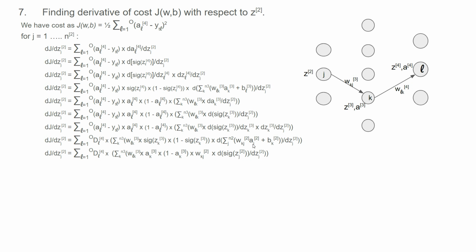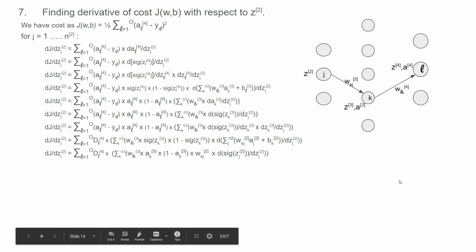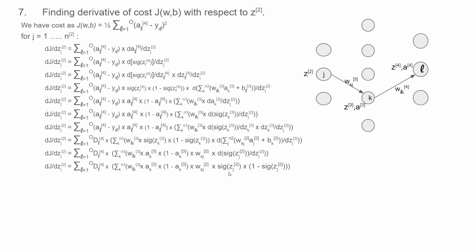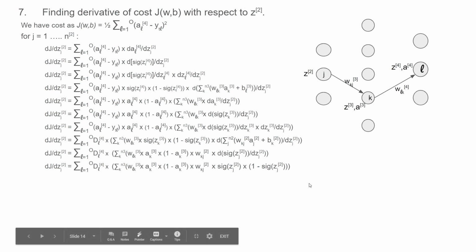Here I have substituted aj2 with sigmoid of zj2. Now we can simply differentiate sigmoid of zj2 with respect to zj2, and lastly we get sigmoid of zj2 into 1 minus sigmoid of zj2. This is our whole expression.